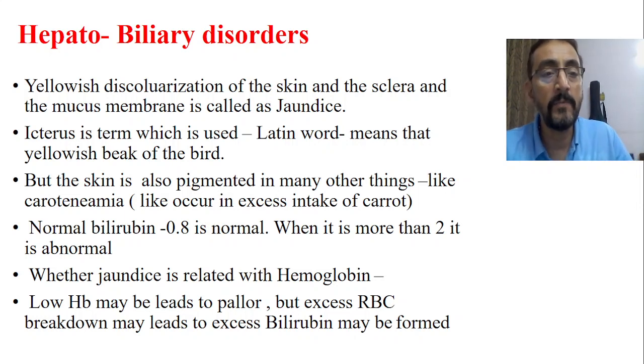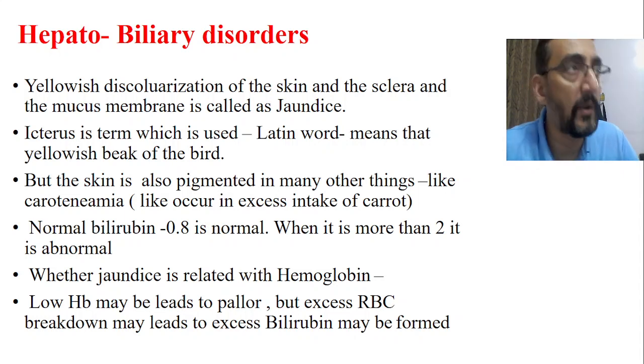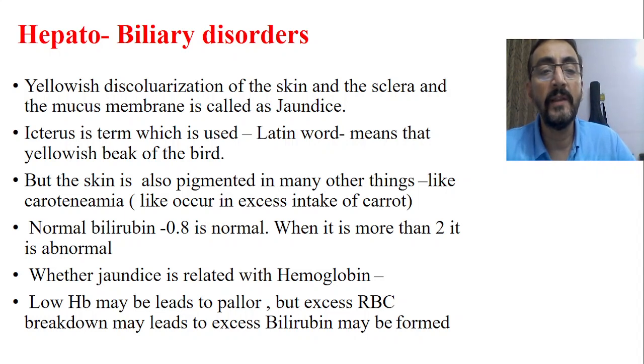Now, the normal bilirubin is 0.8 milligram, so then it is normal. When the bilirubin level crosses more than 2, then it is abnormal. This is the cutoff mark for us. So we should always keep this in mind: normal bilirubin level is 0.8, but if it increases more than 2, then we have to be worried. When it increases more than 2, definitely there will be yellowish discoloration in the sclera and different parts of the body.